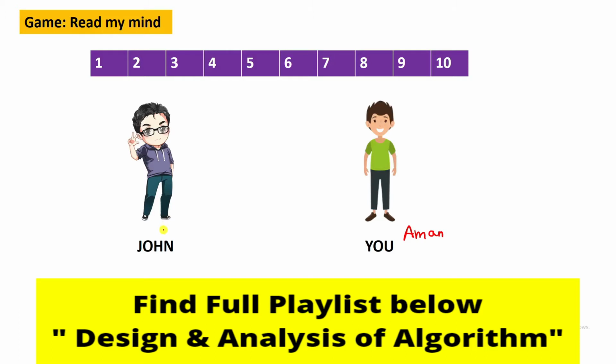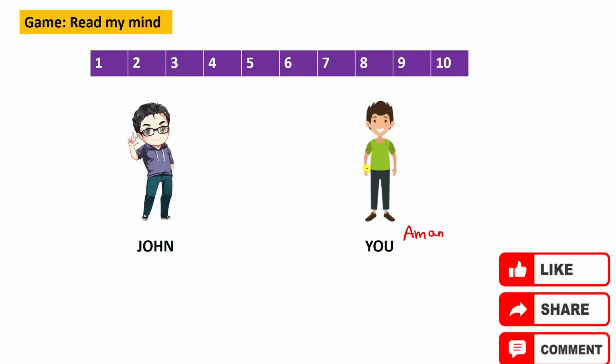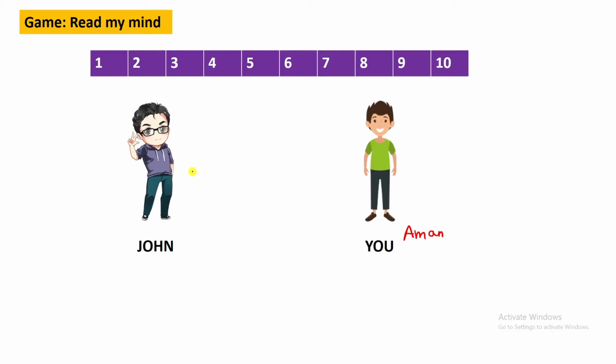Now John says there are some rules of this game. The rules are you can ask me one simple question: whether the number I have thought of is greater than some number or lesser than some number. Only these questions you can ask, and I can only say yes or no. I will not tell you anything else. At last you have to tell what number John has actually thought of. So let's start with the game.